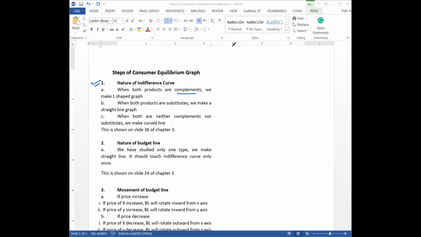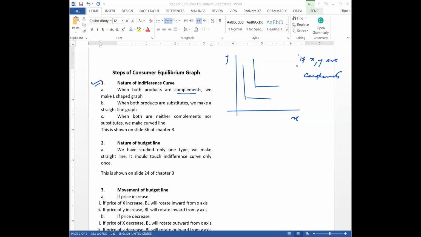Okay, so let me draw the case here. So we have y-axis and x-axis. There are two products on the graph, x and y. So if x, y are complements, we have a graph which is L-shaped. Let me draw with a straight line. So it will be L-shaped, and there will be infinite L-shaped graphs. Why? Because there are infinite combinations that are available.